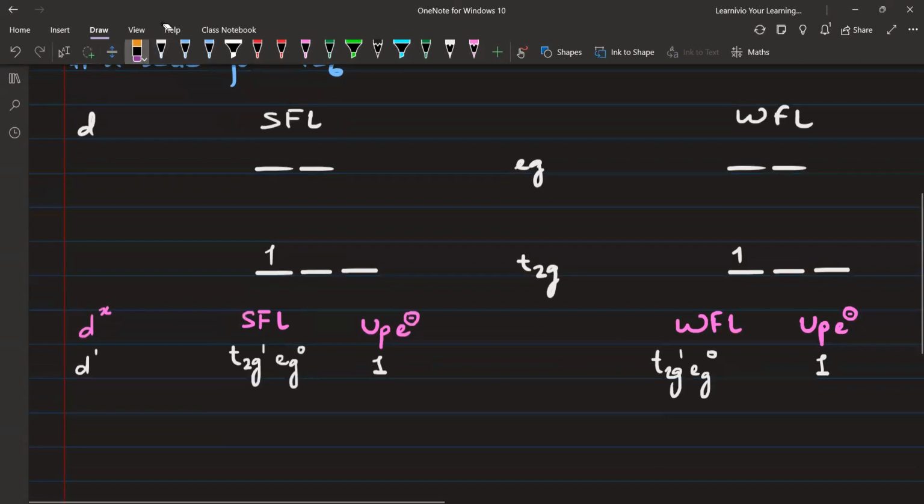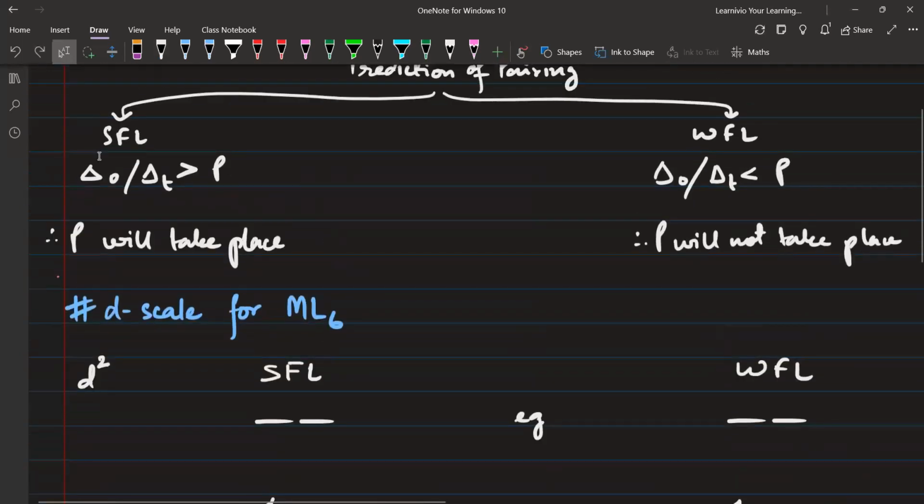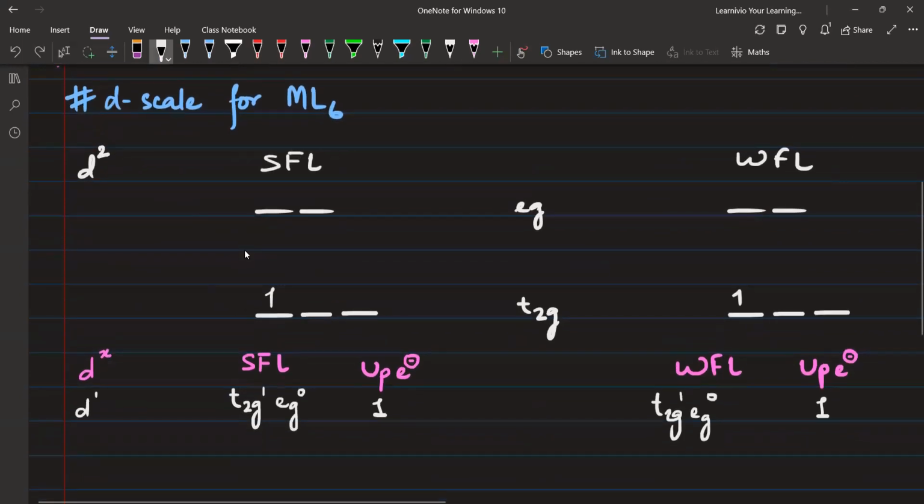Now let us do D2. Tell me, in D2, what is going to happen? Here we have written: if strong field ligand, then pairing will take place. So most of the students think that, okay, fine, if D2, then the electron will be like this, because strong field ligand, so pairing will happen. If you have strong field ligand, then pairing happens.